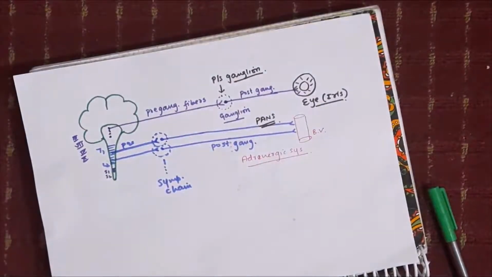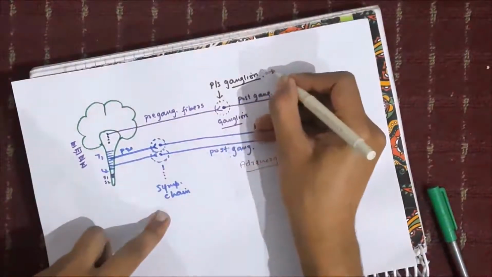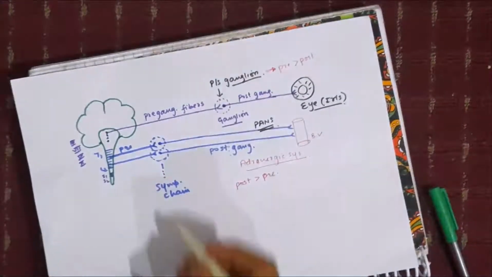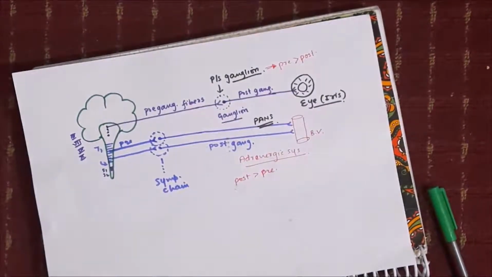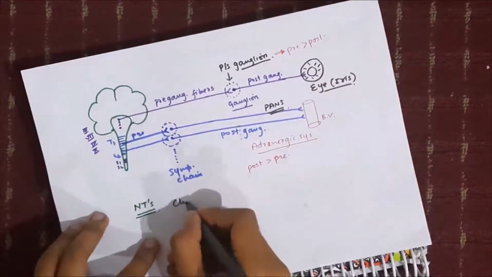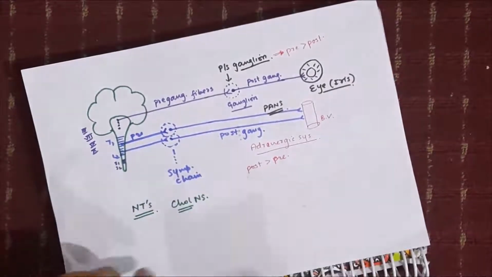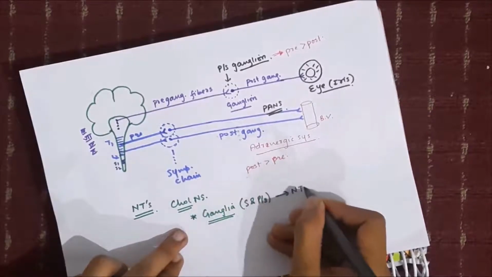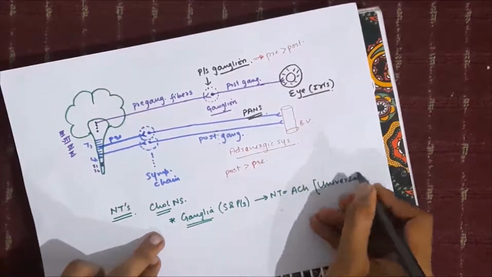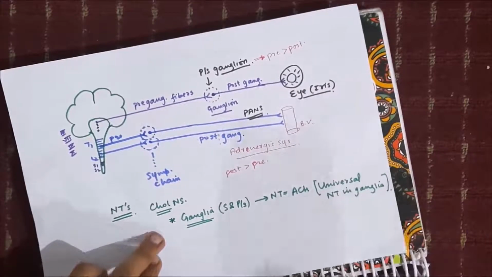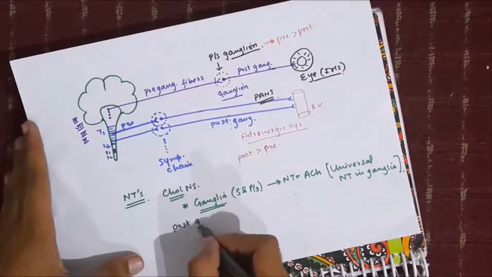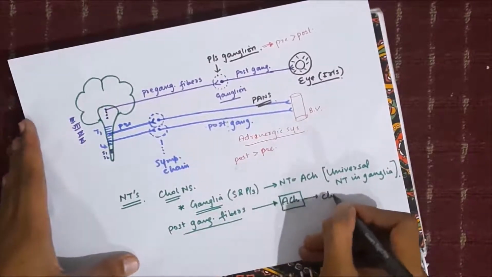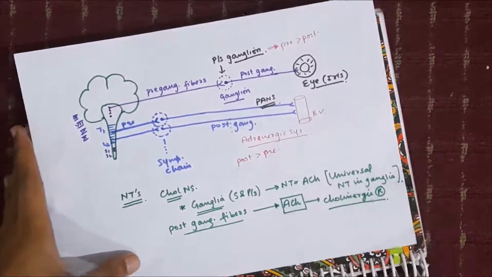Now, an interesting fact to note is that in parasympathetic nervous system, preganglionic fibers are larger in size as compared to postganglionic fibers, whereas in adrenergic system, postganglionic fibers are larger because sympathetic ganglia are present close to the spinal cord. Now let's take a look at neurotransmitters in these systems. In cholinergic nervous system, let's talk about ganglia. In fact, in all the ganglia, that is sympathetic and parasympathetic ganglia, the neurotransmitter is acetylcholine, which is called the universal neurotransmitter in ganglia. The postganglionic fibers, in case of parasympathetic nervous system, release acetylcholine as a neurotransmitter, which acts on cholinergic receptors, which we'll discuss later on.